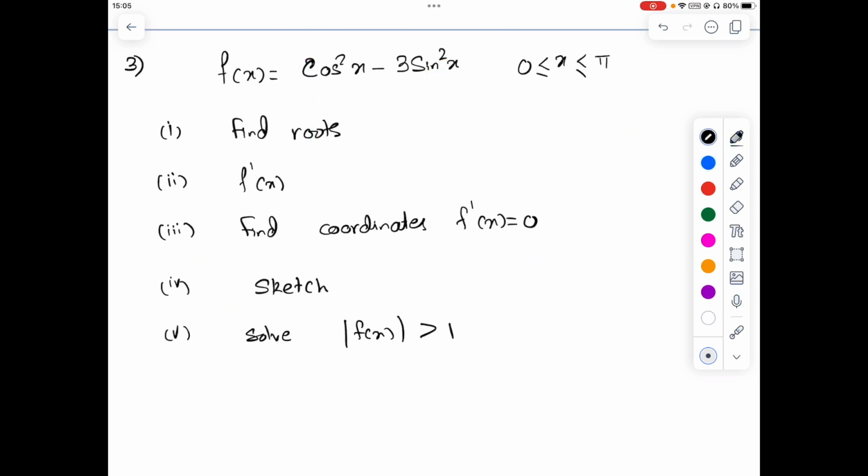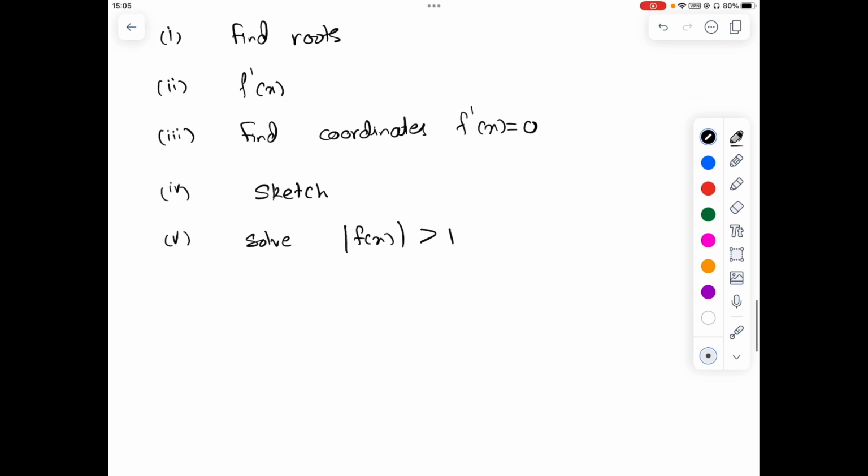Coming to question number 3. He has given an equation over here, f of x equals cos square x minus 3 sine square x, and he is asking to find the roots. The first question is nothing but: find the roots of the equation. To find the roots, this entire thing should be equal to 0 for the first part. Cos square x minus 3 sine square x equals 0.